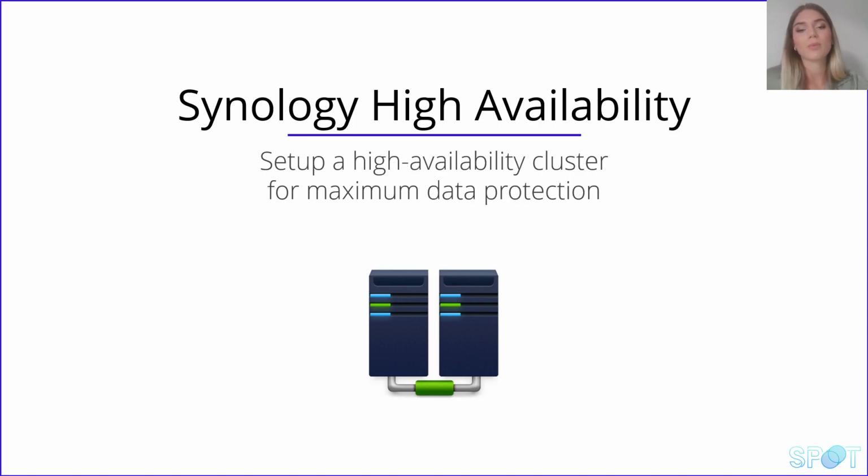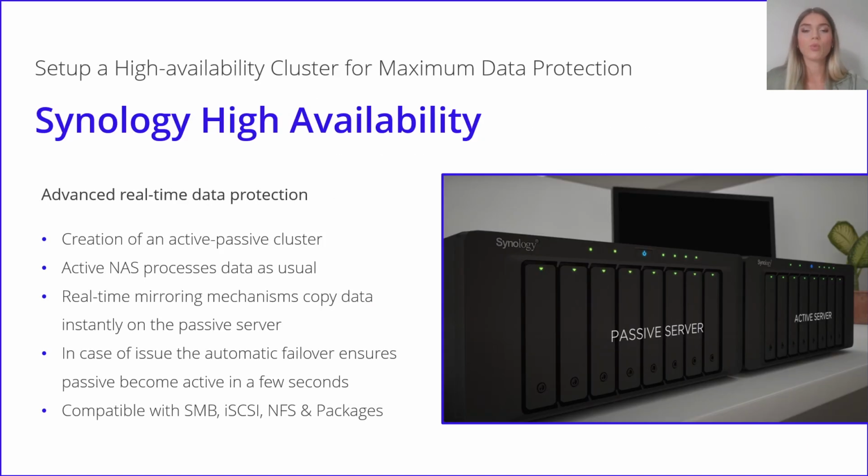SHA lets you set up a complete cluster of 2 NAS for maximum data protection. You will have one active server that will act as the usual NAS and is going to handle all the workload, and another NAS is going to act as a passive server. And every time something happens on the active NAS, it's going to be automatically replicated on the passive one. So you're going to have the exact same copy of your NAS on another one. And it's not only on the hypervisor level, it works with anything on the NAS, so SMB, iSCSI, NFS, and packages are also going to be replicated.